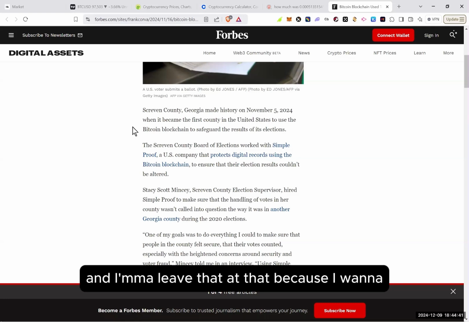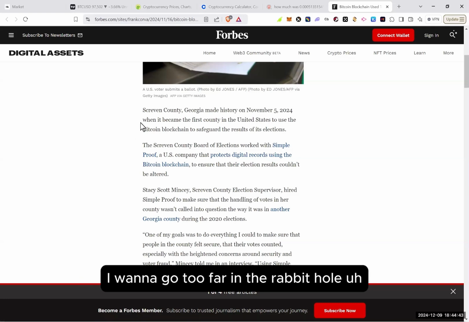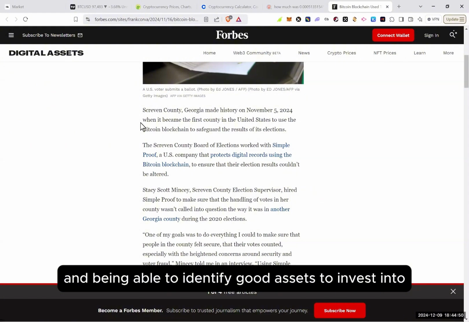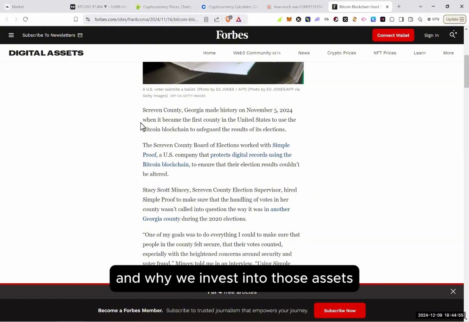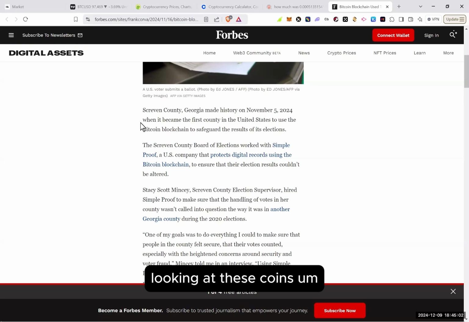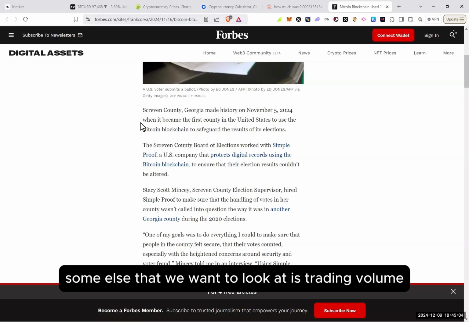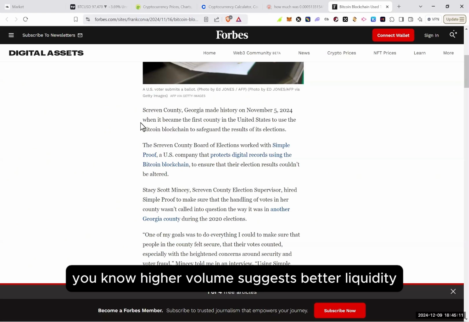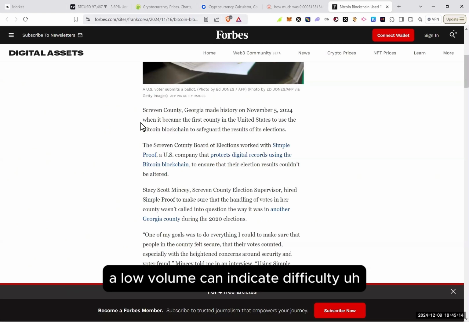And I'm gonna leave that at that, because I don't want to go too far down the rabbit hole. We're gonna bring it back to the whole reason why we're here, which is the fundamentals and being able to identify good assets to invest into and why we invest into those assets. So I'm gonna go back to my list of the criteria we have when we're looking at these coins. Something else we want to look at is trading volume, which consists of the daily trading activity. Higher volume suggests better liquidity. Low volume can indicate difficulty.